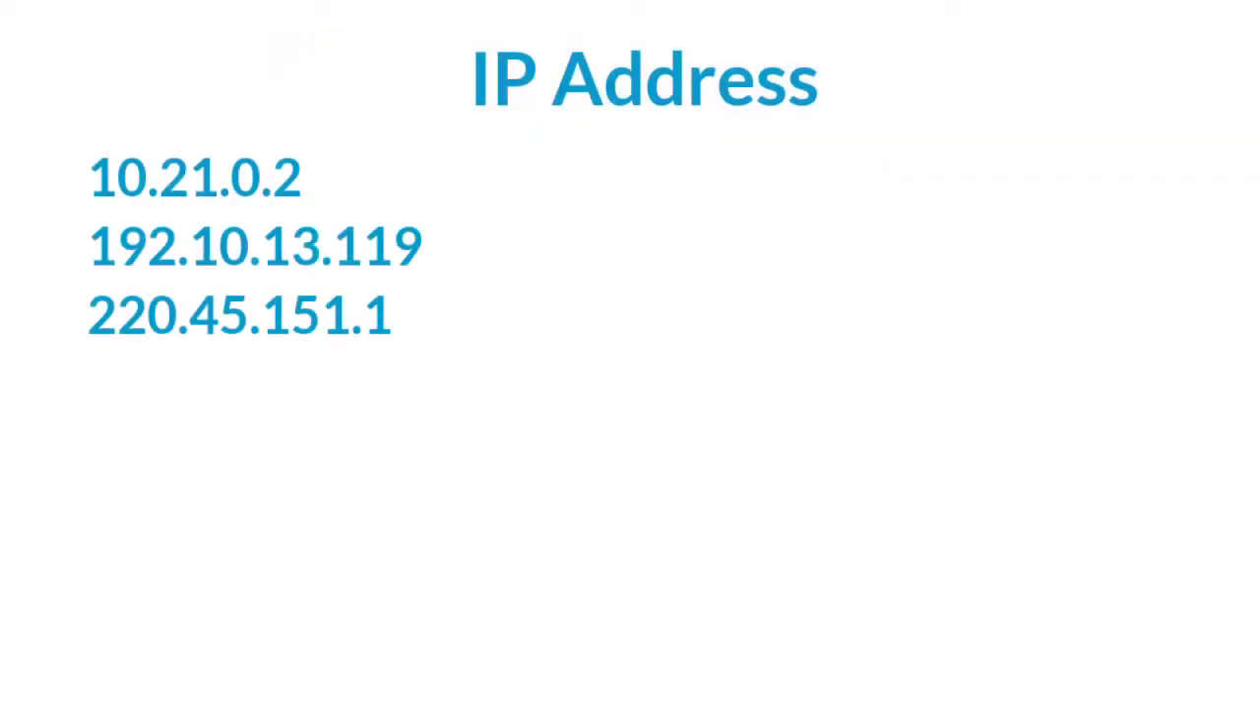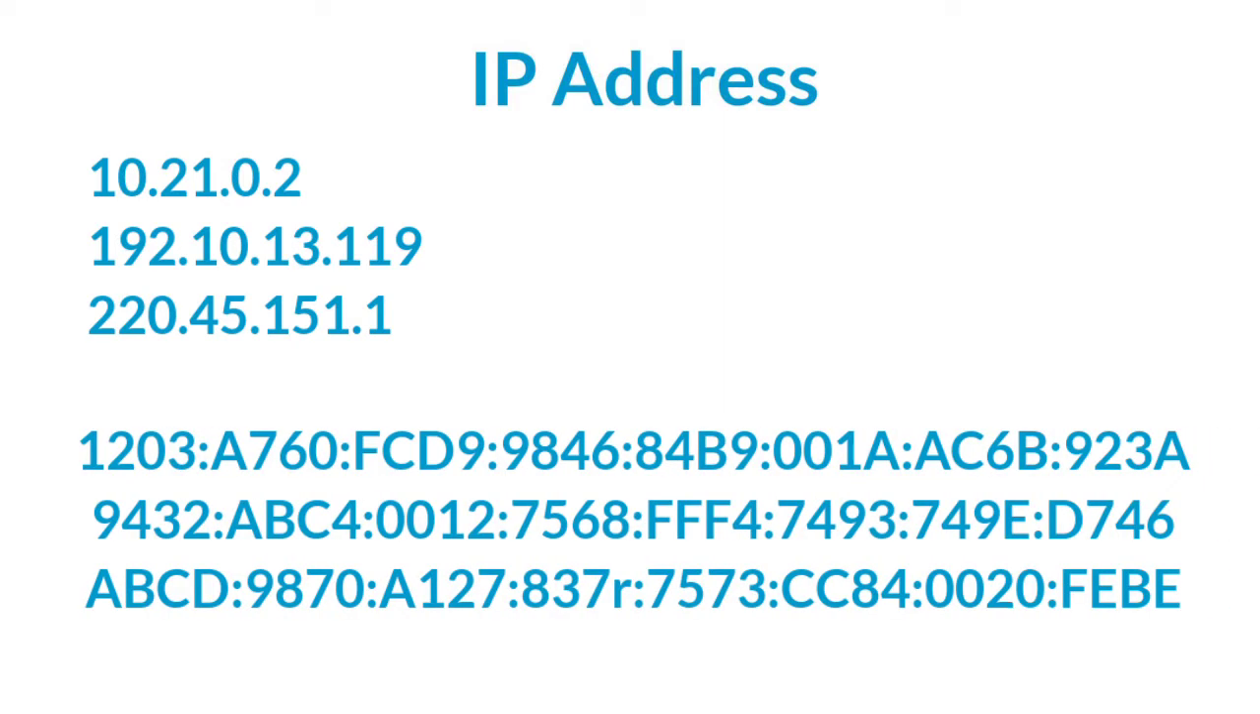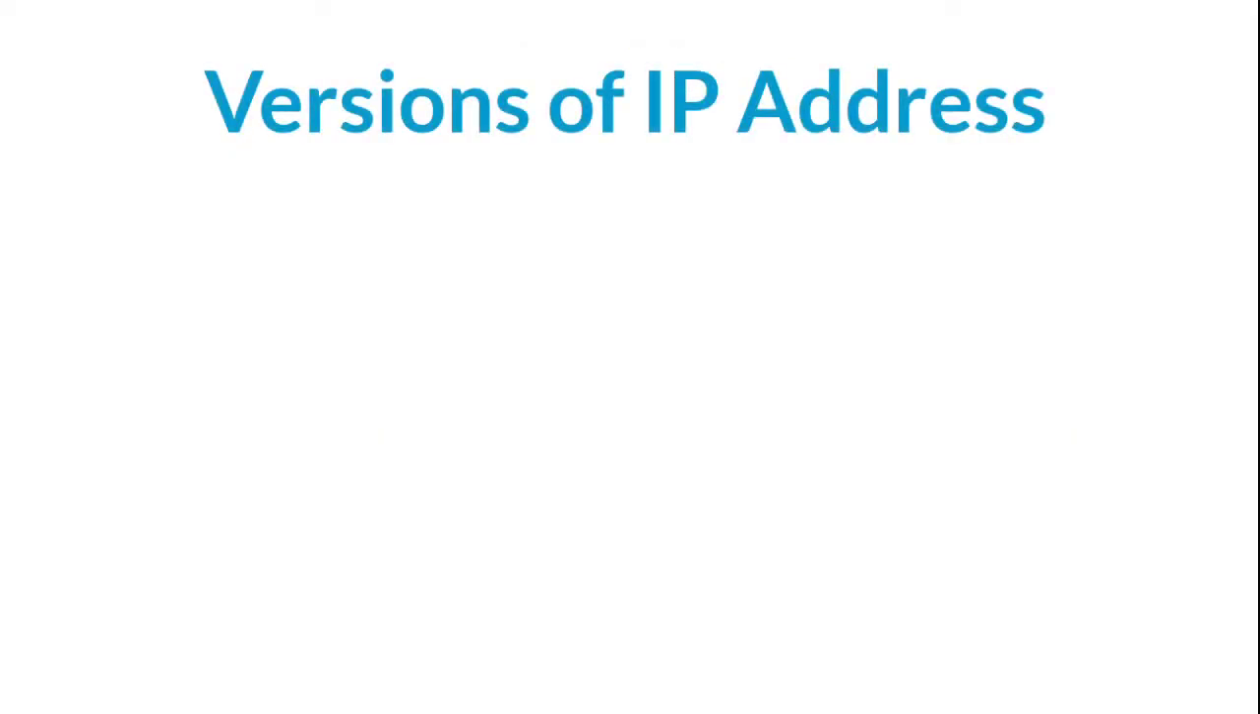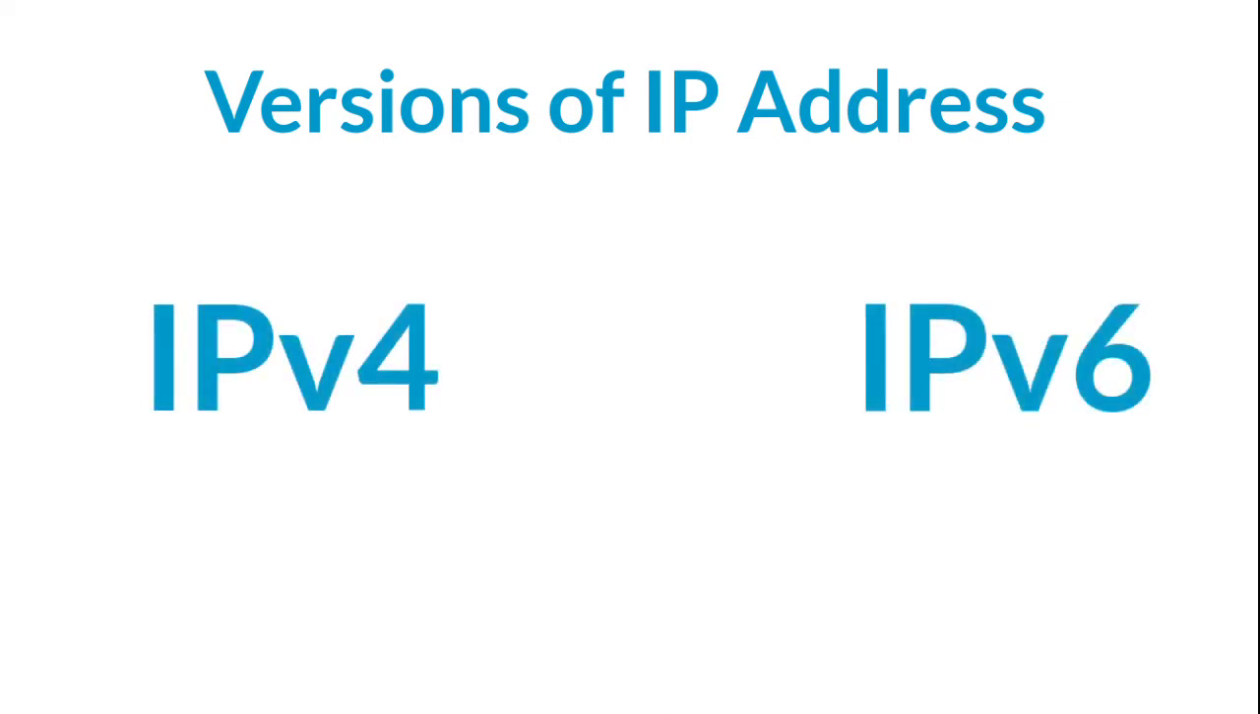These are some examples of IP addresses. As you can see, they are made up of 4 decimal numbers, separated with dots. There is another kind of IP address which looks like this. Here it is made up of 8 hexadecimal numbers, separated by colons. So, what are these IPs representing? Actually, these are 2 different versions of IP addresses. The first one with dot separator is IPv4 and the second one with colon separator is IPv6. Now let's see the difference between them.